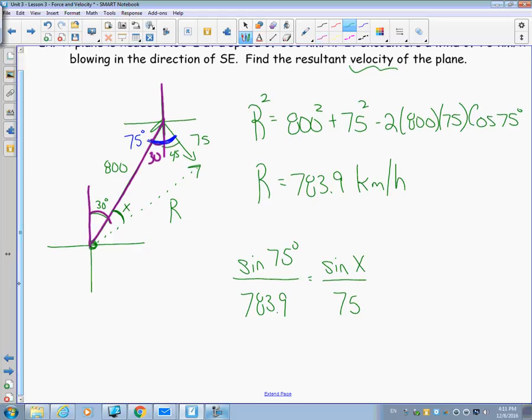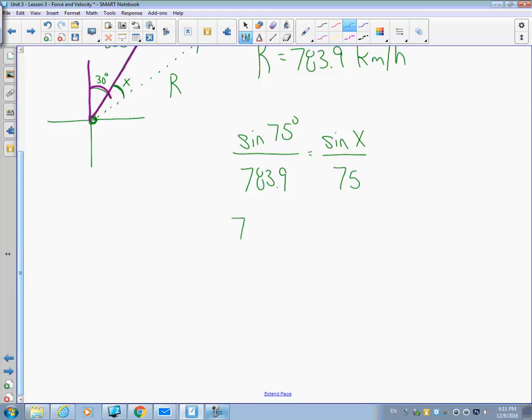And we're going to solve this by cross multiplying. So 75 sine 75 over 783.9 comes up to sine x. Punch it all in your calculator. Then we'll take the inverse sine of whatever you get there. And if you do it right, I end up with 5.3 degrees.